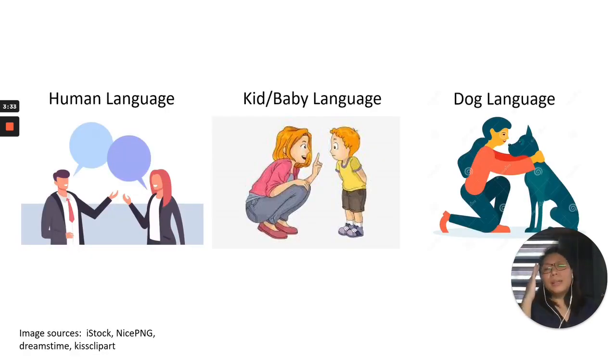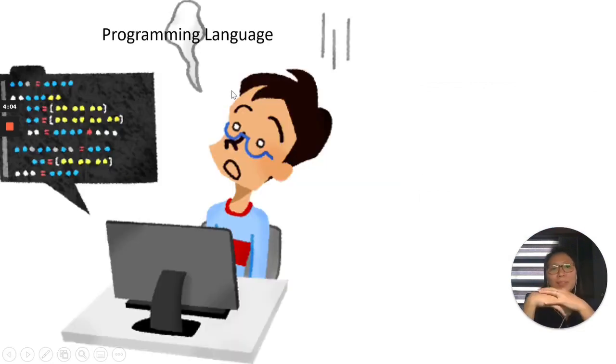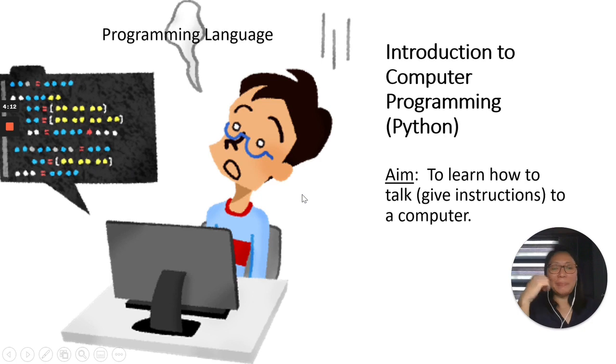So to wrap it up, we talk to other people using human language, for example, English. We talk to a kid using maybe kid or baby language, still in English but with some variations so that the kid would understand. Our dogs love us because we communicate with a dog in a language that both of you understand. And here in programming, we communicate with a computer using a programming language. That's what we are going to learn.